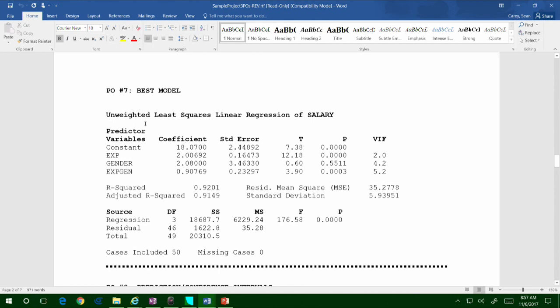This is where you start evaluating. Now you start evaluating numbers on this printout: global f-test, p-value, adjusted r-squared, standard deviation. You start evaluating your model.